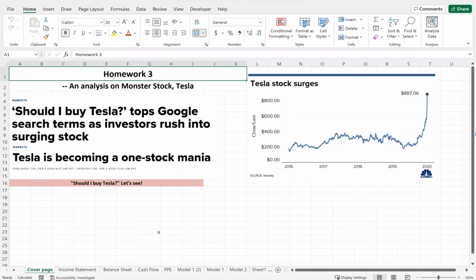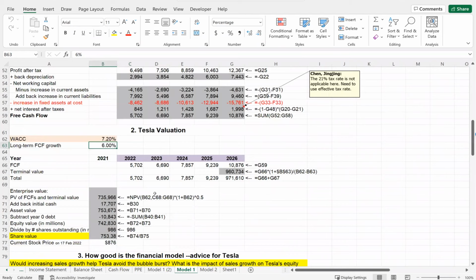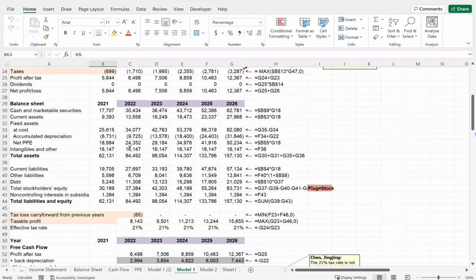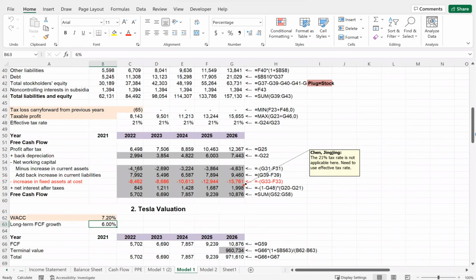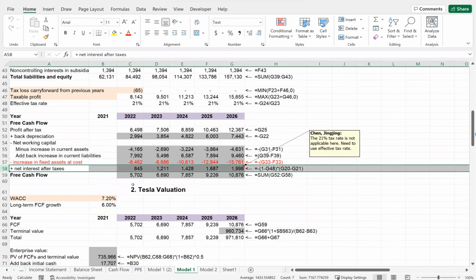I want to make two comments for homework 3. The first comment is related to one typo for the formula. So let's look at the formula of model 1. Here, these are good. I think the formula that has some issue is this formula for net interest after taxes.